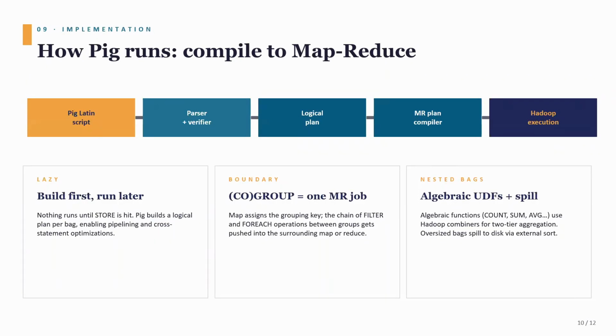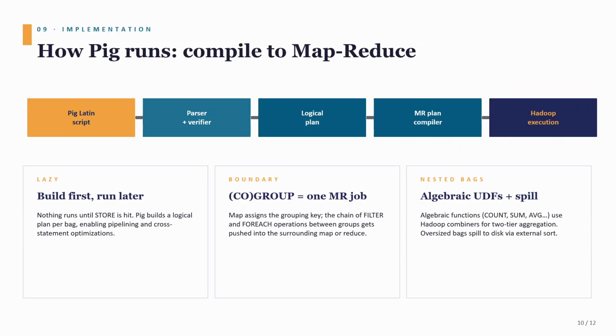This slide explains how Piclatin scripts are executed internally in Hadoop using MapReduce. The process starts with a Piclatin script written by the user. First, the parser and verifier check the syntax and correctness of the script. Then Pig creates a logical plan, which represents the sequence of the data operations. After that, the MapReduce compiler converts the logical plan into a MapReduce execution plan that Hadoop can run.